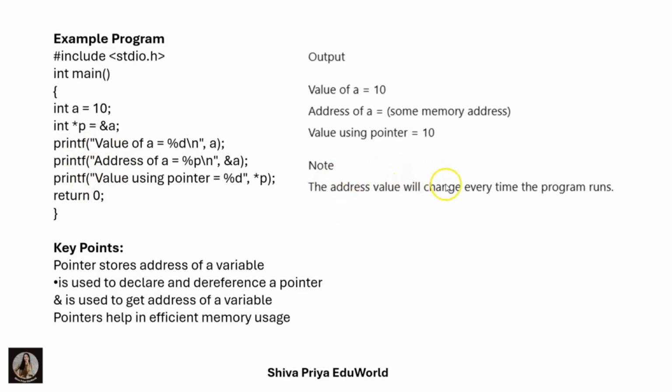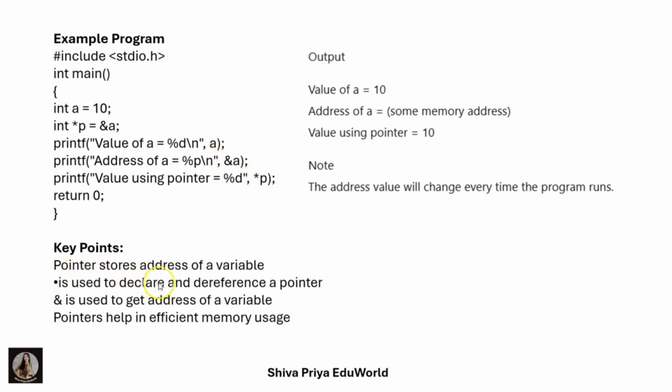Here, the address value will change every time the program runs. Whatever address I have taken, it will change every time I execute. If I execute, it will give some other address. After some time, if I execute again, it will show some other address. That's why the address value will change every time the program runs. Clear? A pointer stores the address of the variable.